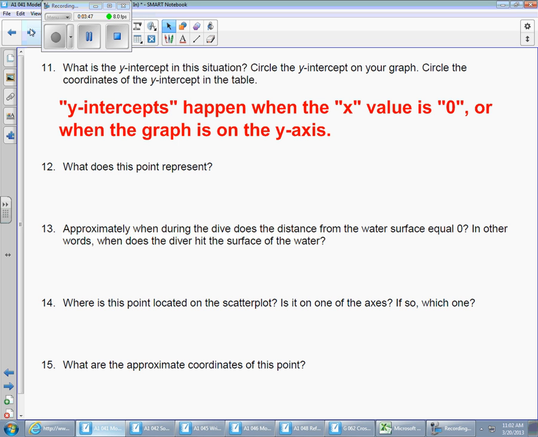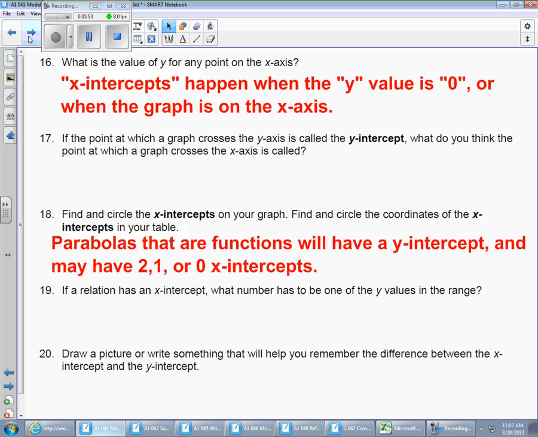If you have an equation, all you have to do is set x equal to 0 and solve for y. That'll tell you exactly where your y-intercept is. And the flip side of that would be x-intercepts. X-intercepts happen where your y value is 0.